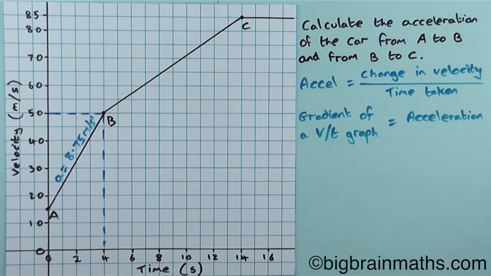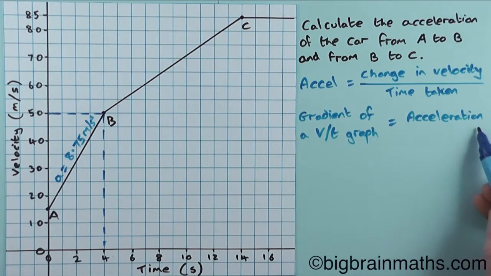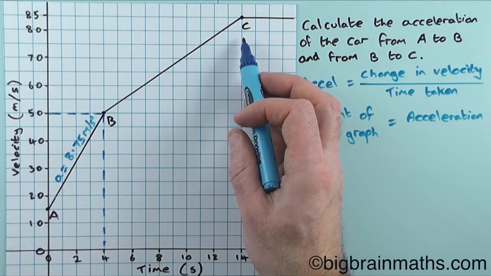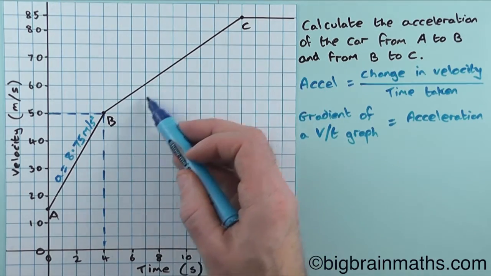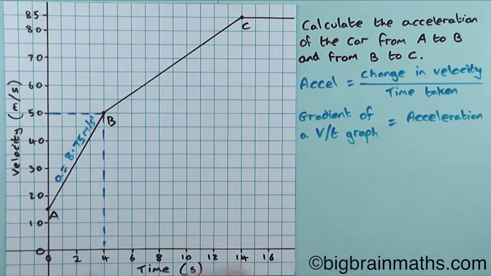Now in this question we're asked to calculate the acceleration of the car from B to C. Now remember, the gradient of a velocity time graph is equal to the acceleration. So we're going to use this method to calculate the acceleration of the car from B to C. So we need to work out the gradient of this line here. And this gradient will be equal to the acceleration.